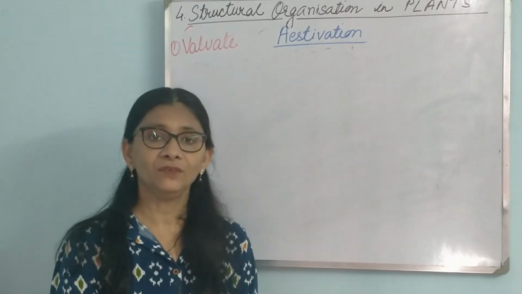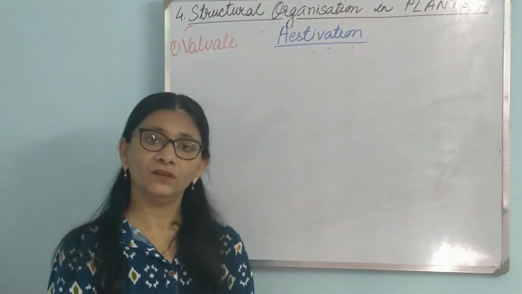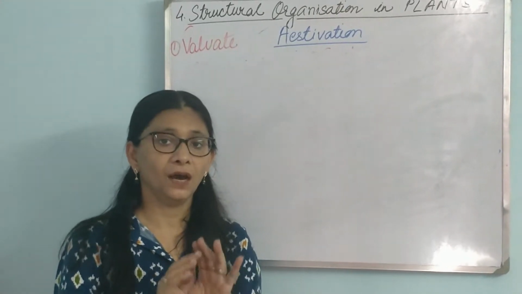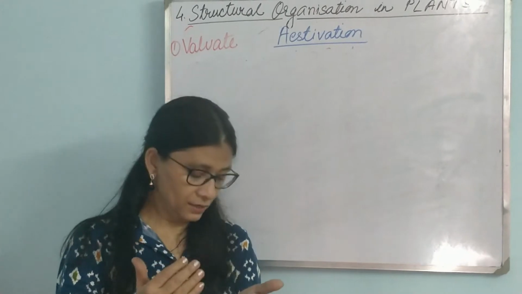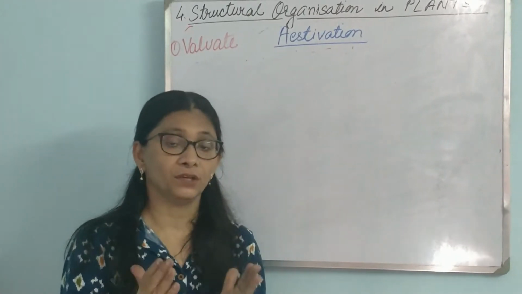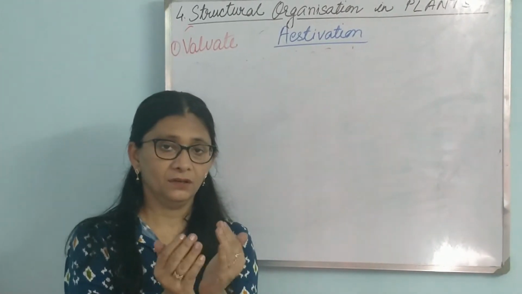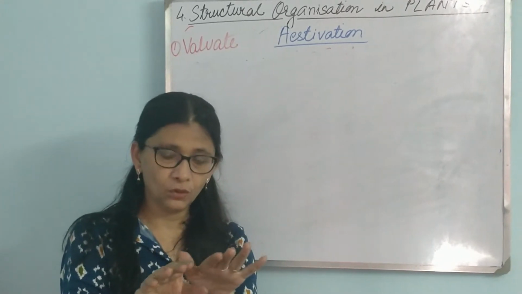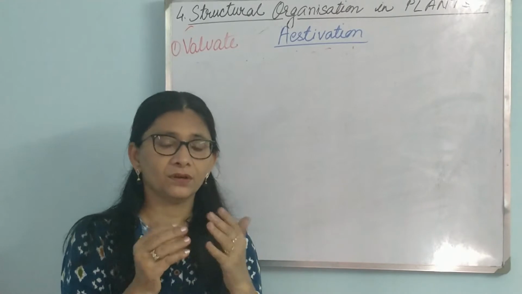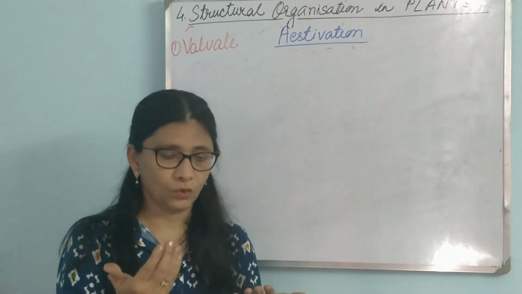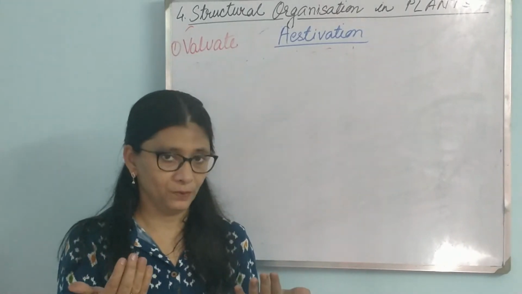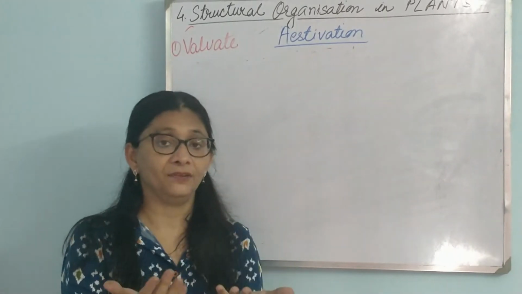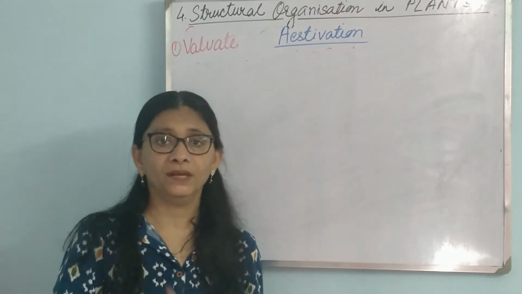So, aestivation. What is aestivation? Aestivation is nothing but arrangement of sepals and petals in a bud. How they are arranged in relation to each other. How they are placed, as in case of bud, how they are placed in relation to each other. Commonly, there are 5 petals and 5 sepals. So, in relation to each other, how are they arranged? What is their arrangement? That is known as aestivation.